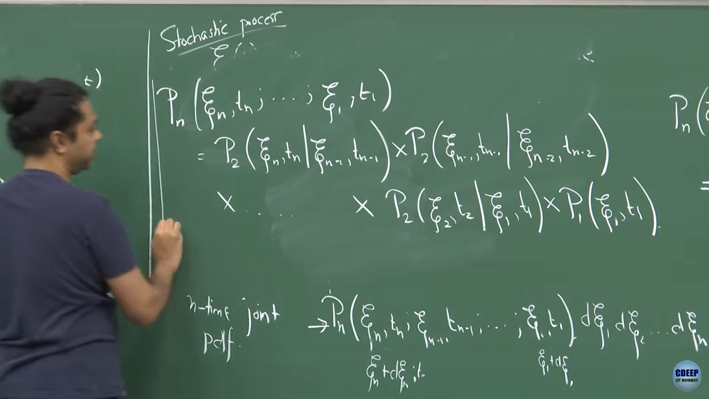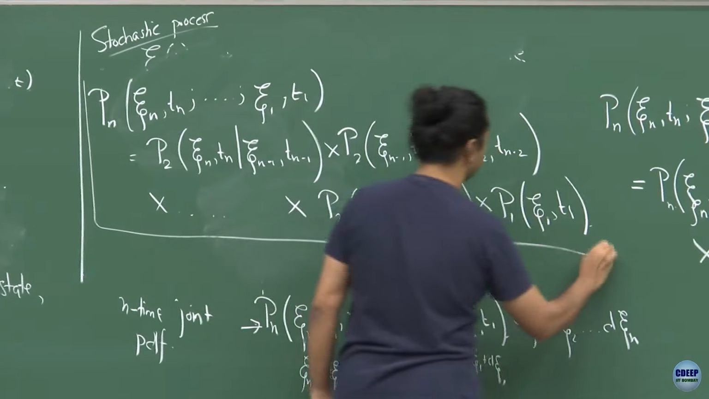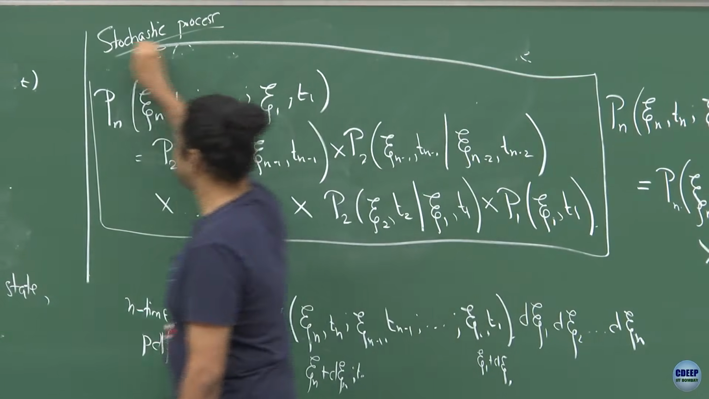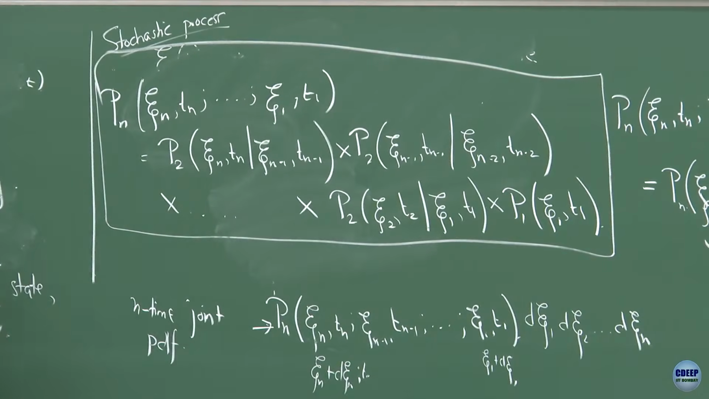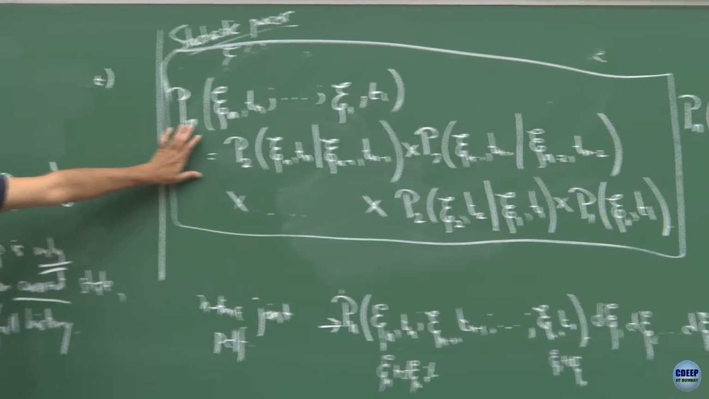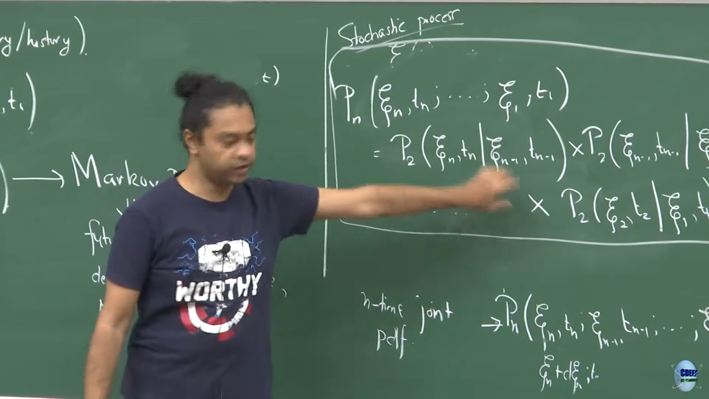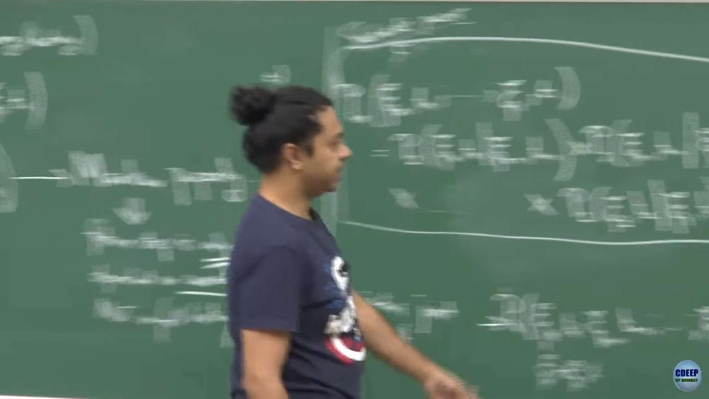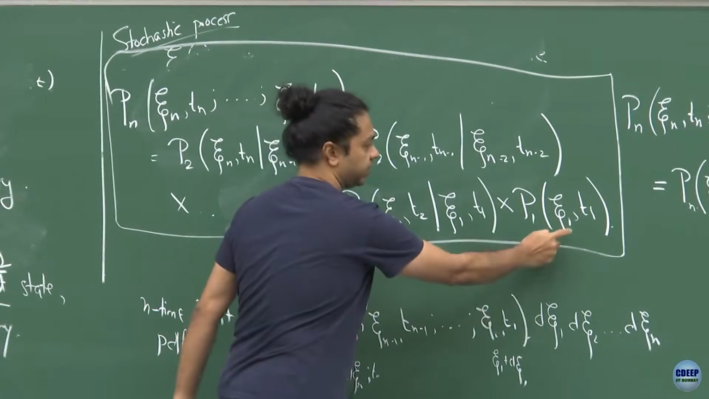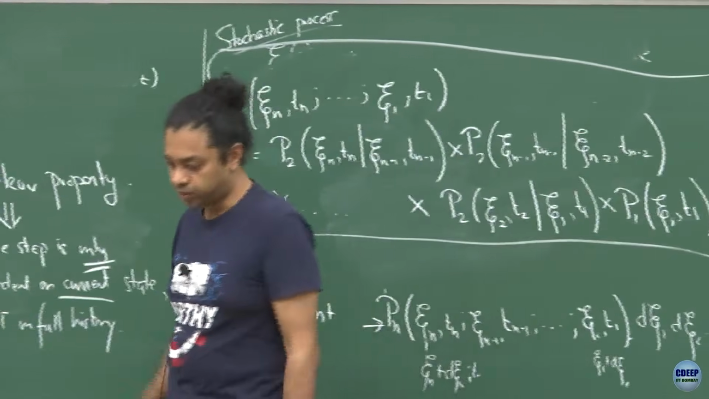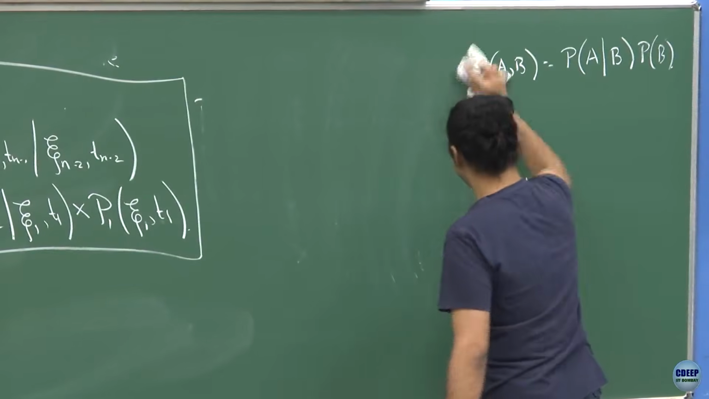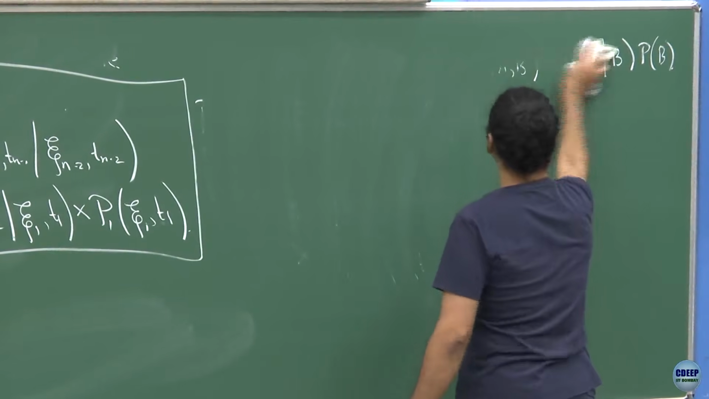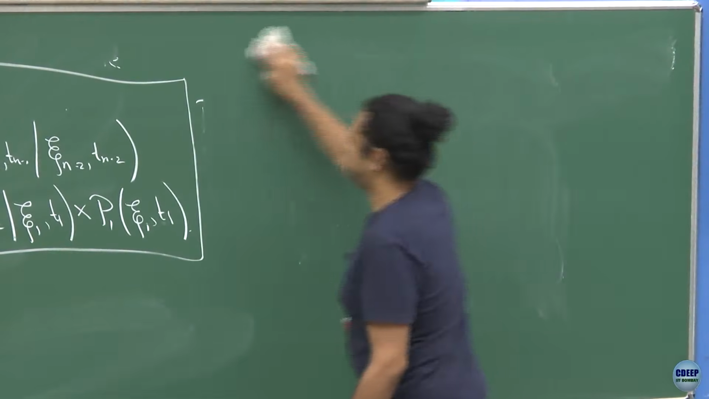So, here I repeatedly apply the Markov property. I can decompose this n-time joint probability distribution into a product of these 2-time conditionals, and this single time probability of it being at xi 1 at its initial time t1. This is where I get with the Markovian property. Now, I can make some further assumptions.